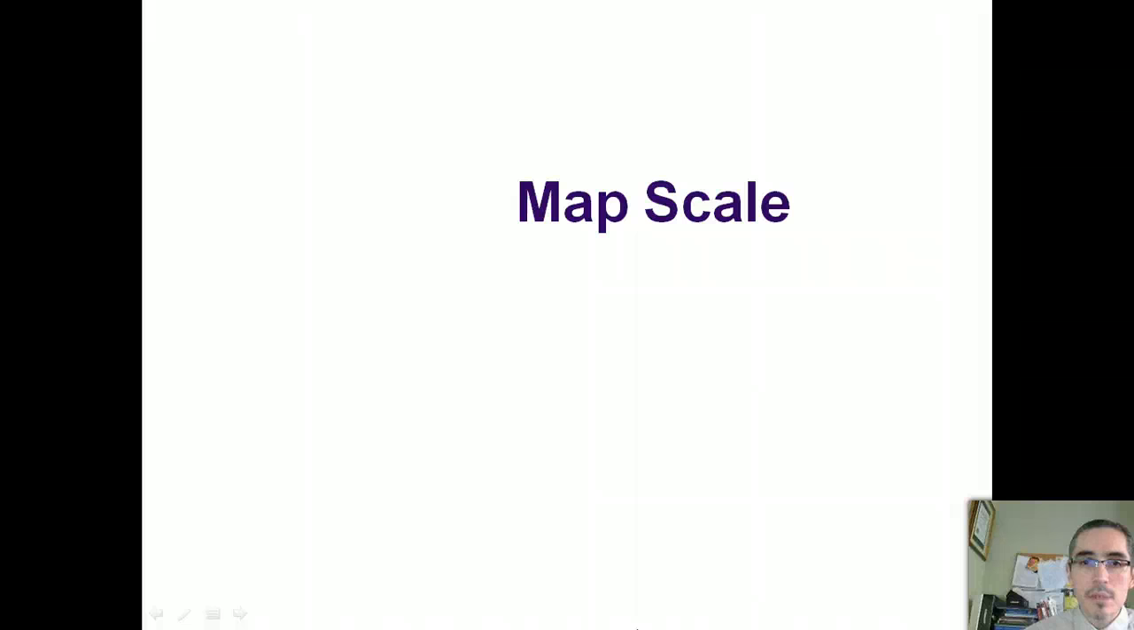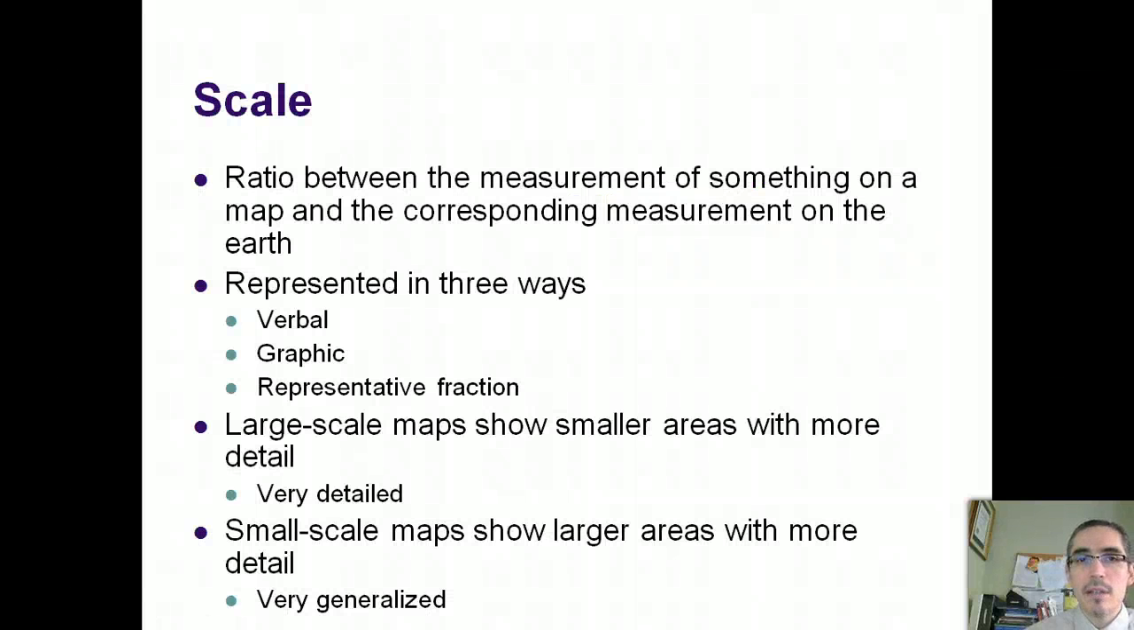When we work with maps, we have to understand the concept of map scale. Map scale is different from the way we use scale in everyday language. Scale on a map means the ratio between the measurement of something on a map and the corresponding measurement of something on the ground. We represent scale in three different ways: verbally, as a graphic, and as a representative fraction.